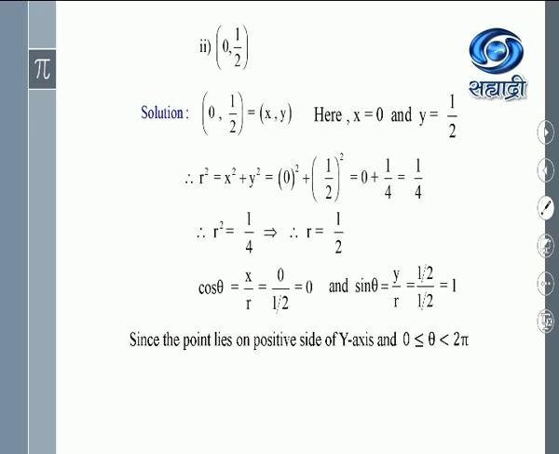Okay. Since the point lies on the positive side of y-axis, how? 0 comma 1 upon 2. X coordinate is 0 and y coordinate is half. Means that point lie on the positive side of y-axis, and the condition is theta less than 2 pi greater than or equal to 0. So what should be the angle? As cos theta is 0, we know cos 90 is 0. Therefore, theta is pi by 2.